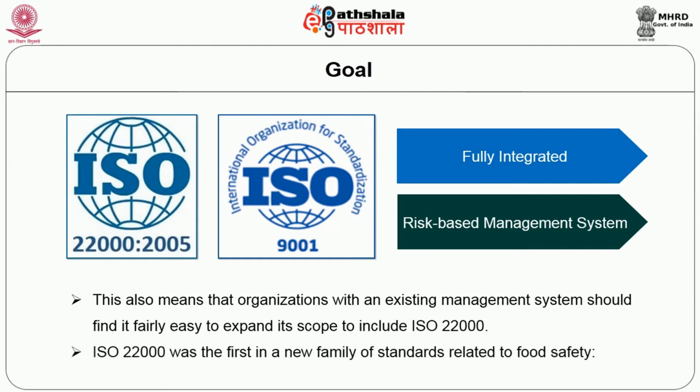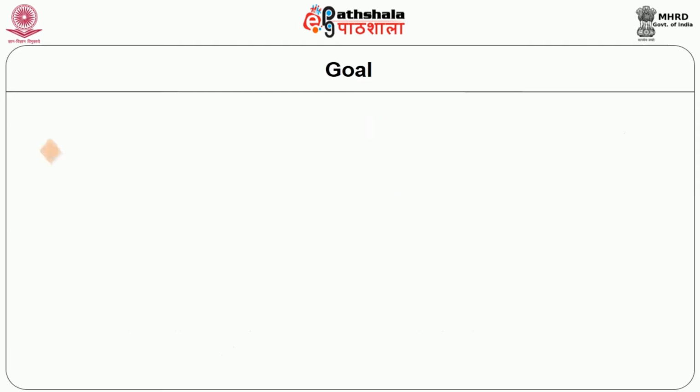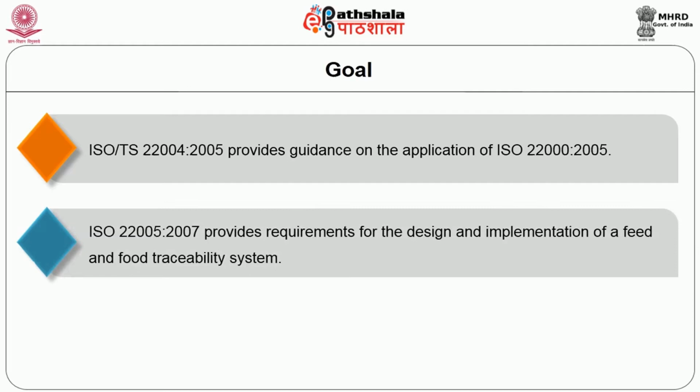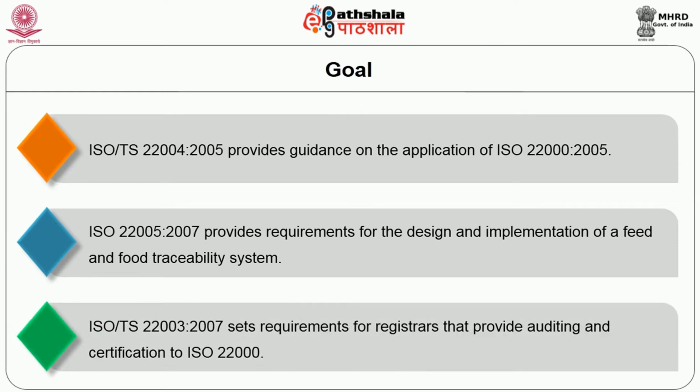ISO 22000 was the first in a new family of standards related to food safety. ISO TS 22004-2005 provides guidance on the applications of ISO 22000-2005. ISO 22005-2007 provides requirements for the design and implementation of a feed and food traceability system. ISO TS 22003-2007 sets requirements for registrars that provide auditing and certification to ISO 22000.